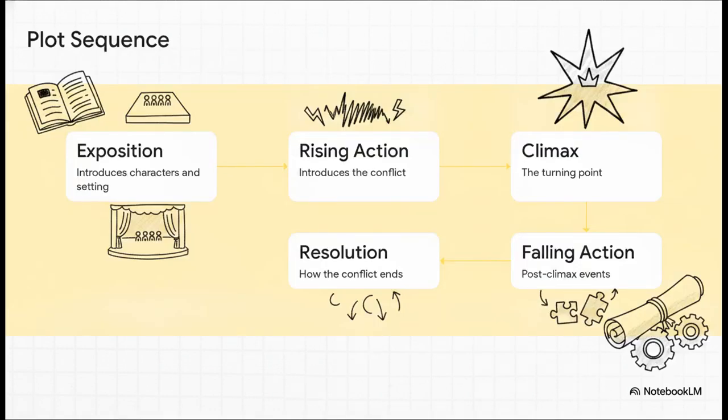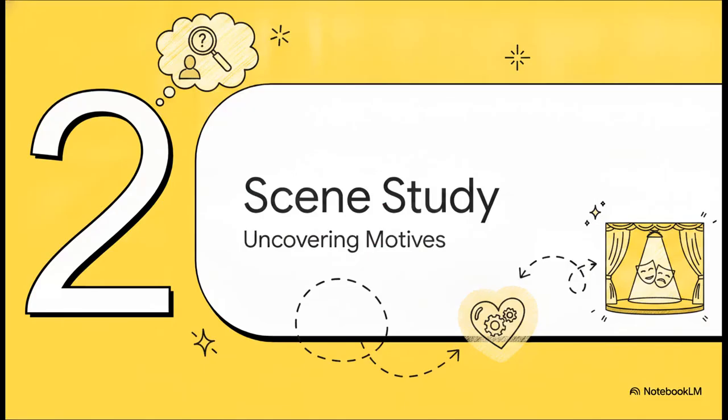And all of these elements beautifully move through a standard plot sequence. Usually we start with the exposition, then rising action, hitting the climax, followed by the falling action, and finally landing at the resolution. It is the classic blueprint for storytelling. Moving right along to Section 2, Scene Study, Uncovering Motives. Let's do a close reading and see how this all builds into actual character motivation.